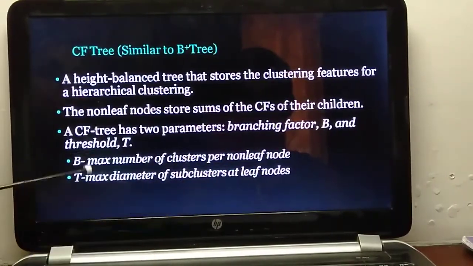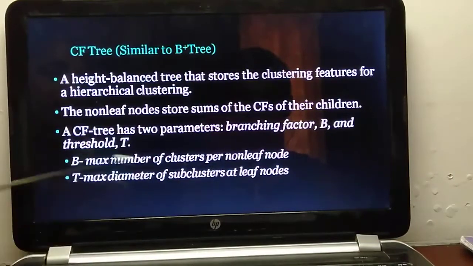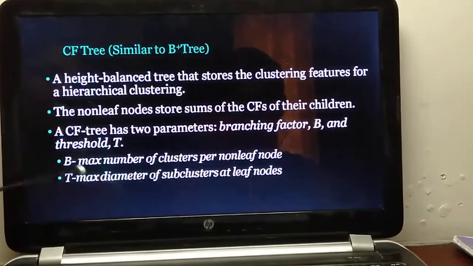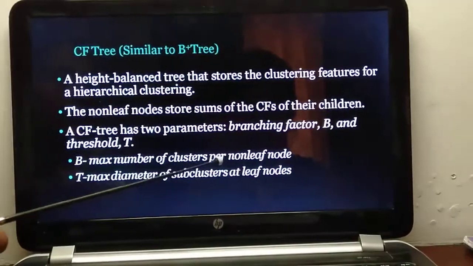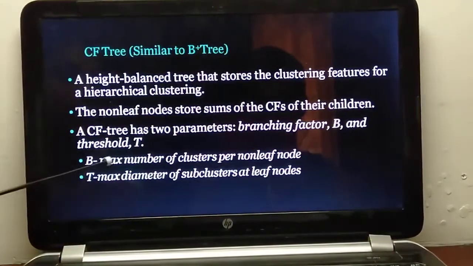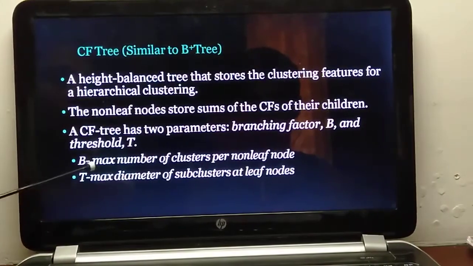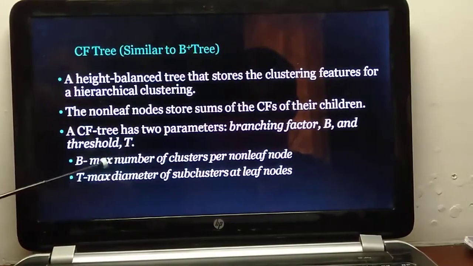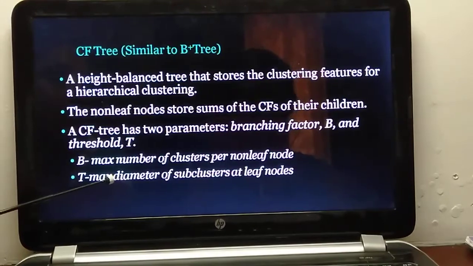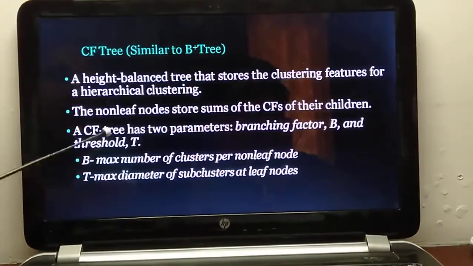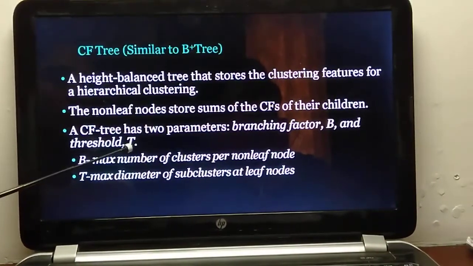Okay. Now, what is B? B is simply the number of children nodes in a cluster. It is the maximum number of clusters per non-leaf node, the maximum number of children that a non-leaf node can have. This is similar to what we have in a B+ tree. But there is another thing. Over there we did the branching based on the value of the numbers. Here we are going to do the branching based on this threshold.